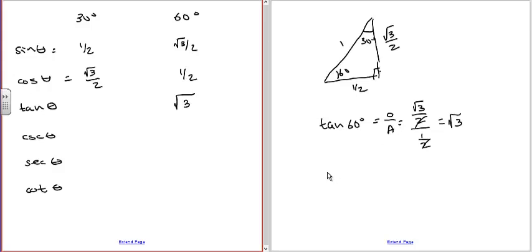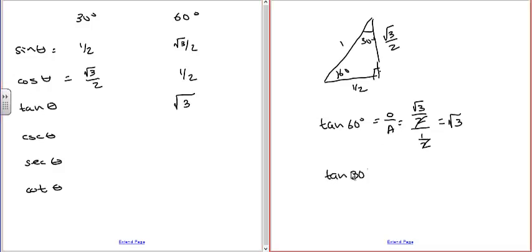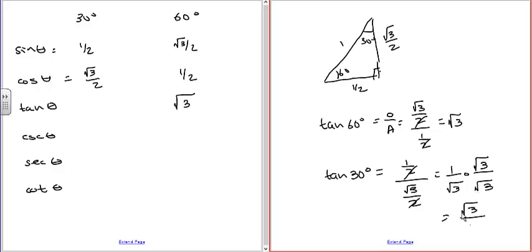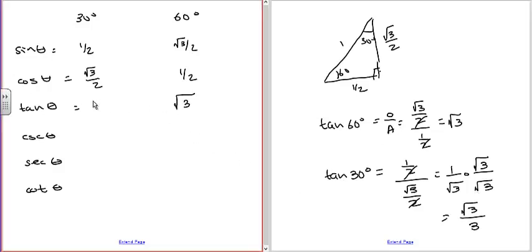Now if you do the tangent of 30 degrees, they switch. Now this becomes the opposite. This becomes the adjacent. So you get 1/2 divided by square root of 3 over 2. Again, the 2's cancel out, but instead of ending up with the square root of 3, you end up with 1 over the square root of 3, which then we multiply and divide by the square root of 3 to get the square root of 3 over 3. So that's the tangent.